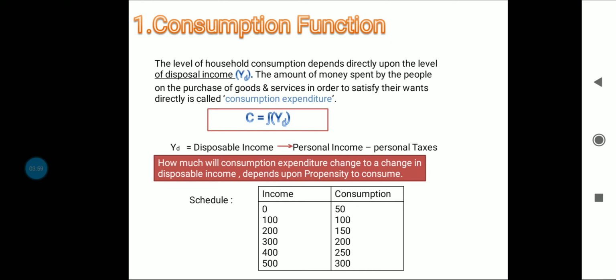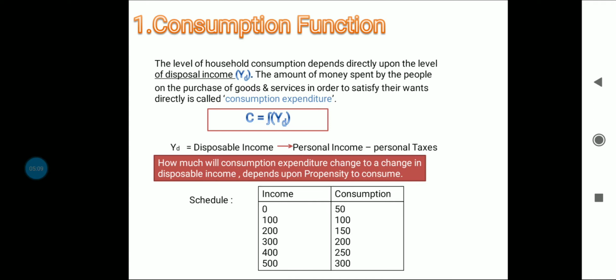How much consumption expenditure will change due to a change in disposable income depends upon propensity to consume. So propensity to consume depicts the functional relationship between consumption and income. We can see the schedule where various levels of income are given and the level of consumption is also given. You can see from the table that when the income is zero, even some sort of consumption is there, which is known as the autonomous consumption. Why is it autonomous? Because it is independent of the level of income. This is the level of consumption even when the income is zero, because there is a need of consumption. Consumption can never be zero, even if income is zero.